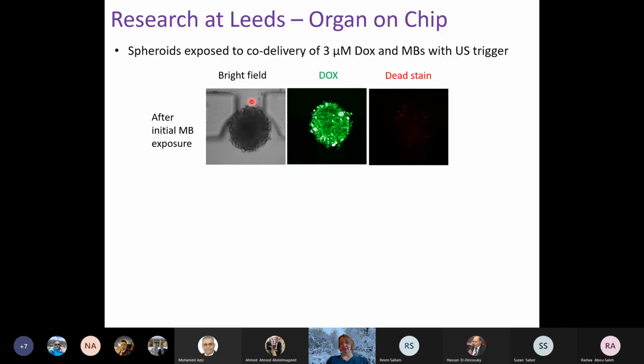This is an example of one of the microtumors in Brightfield. DOX is the drug that we are delivering to them, and then we use a dead stain to see how many of those cancer cells we have managed to kill. At the beginning, you can see a nice rigid circular spheroid, all intact, very happy, and you can see the accumulation of DOX on the outside of that spheroid. At the moment, there's not much death because it's the beginning of the experiment.